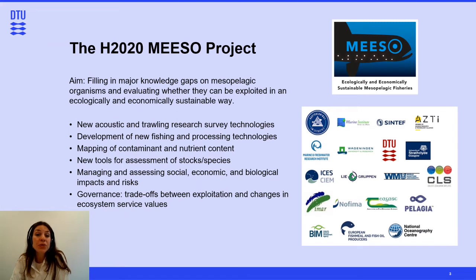This material is produced by the Horizon 2020 MEESO project, which stands for Ecologically and Economically Sustainable Mesopelagic Fisheries. MEESO will determine the potential of sustainably exploiting the mesopelagic biomass for products intended for the human food chain. It focuses on two key mesopelagic species in the North Atlantic region, the deep-sea pearlside and the glacier lanternfish. Now, part of the project aims at managing and assessing social, economic, and biological impacts and risks of this potential new fishery. And for this, we use, among others, the DISPLACE model.